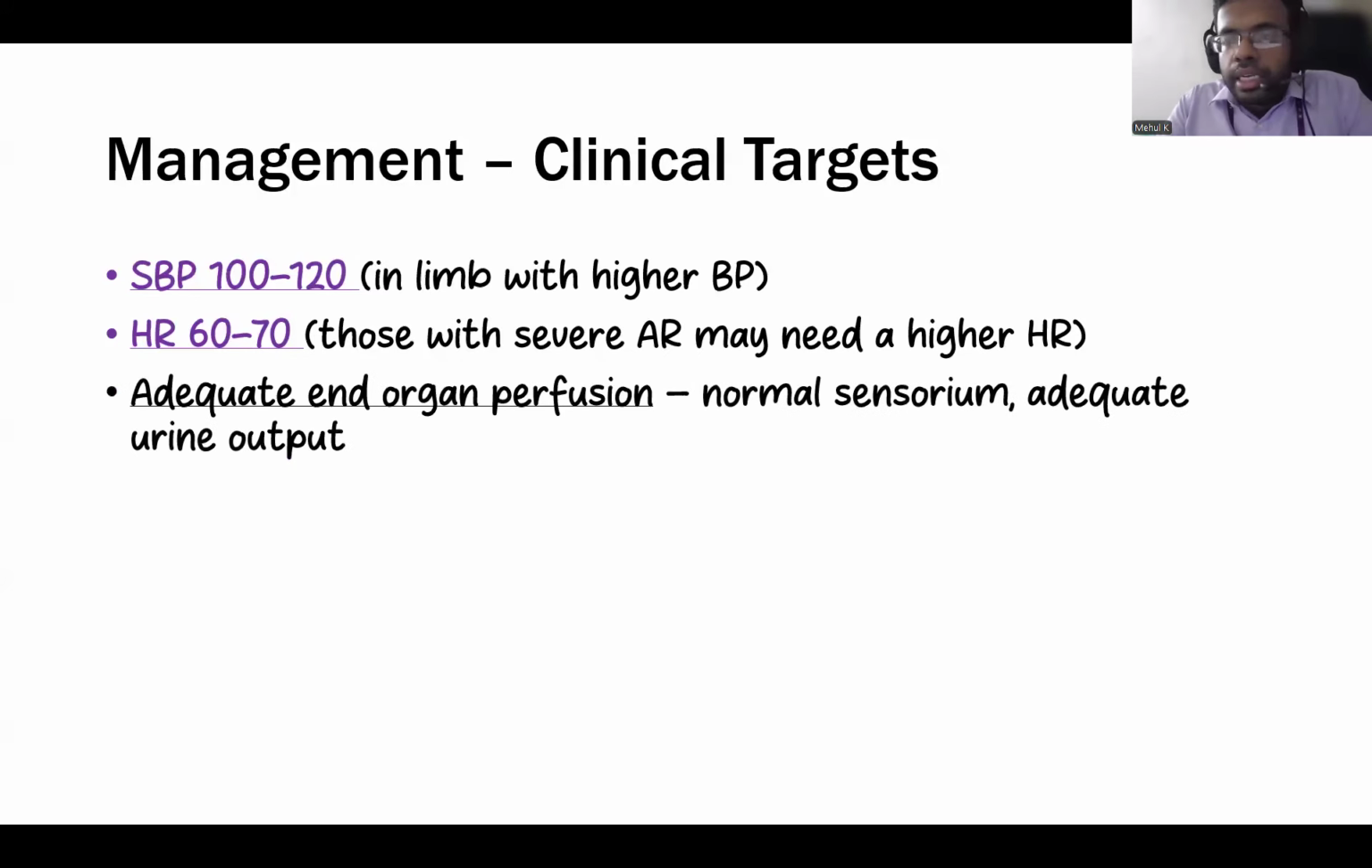Make sure that the patient has adequate end organ perfusion. Again, shock is always a clinical diagnosis. Make sure the patient is having normal sensorium, adequate urine output, etc. And the patient is pain-free. If the patient is having active chest pain, that probably means that there is still significant dissection. The dissection is probably still propagating, so you want to address that as well.